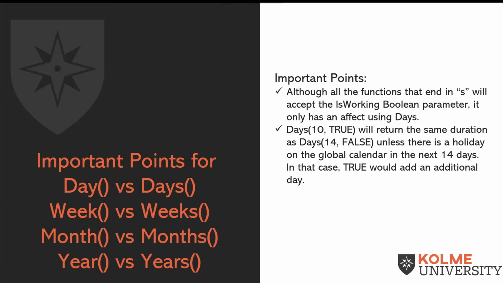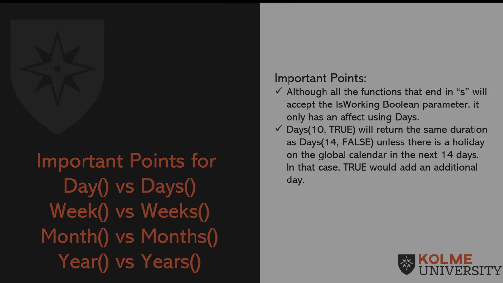Do you have any key points we should keep in mind when using these functions? Yeah. First point, although all those functions that end in S will accept the is working Boolean parameter, it really only has a meaningful effect using days. Clarizen also will look at the global calendar for your organization, for your environment, and take that into account for working days. So days 10 true will return the same duration as days 14 false, unless there's a holiday on the global calendar in the next 14 days. And if that's the case, then true would add an additional day.